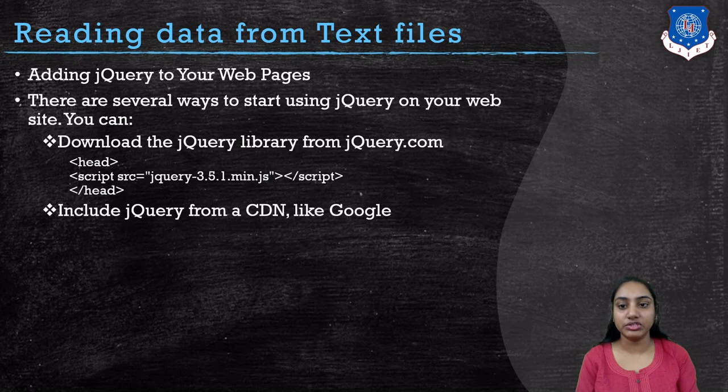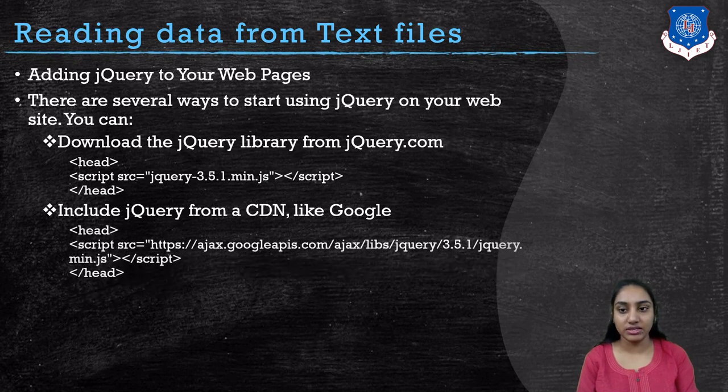But we can also include jQuery using a CDN, which is a content delivery network, such as Google. For that we can use the script src https://ajax.googleapis.com/ajax/libs/jquery/, then whatever the current version, and then jquery.min.js. This way we don't need to download it or store it on our PC. It will get the content online, so it is a must that you have internet connectivity when you run this code.